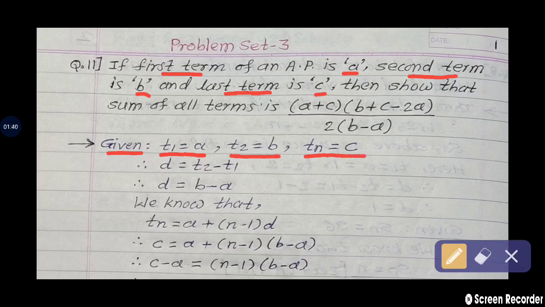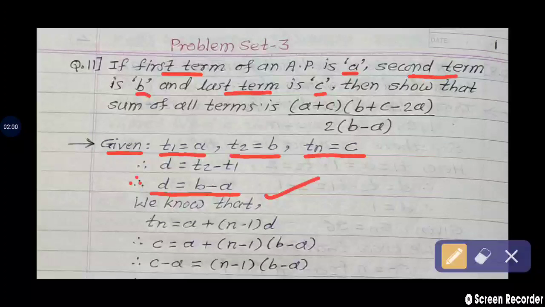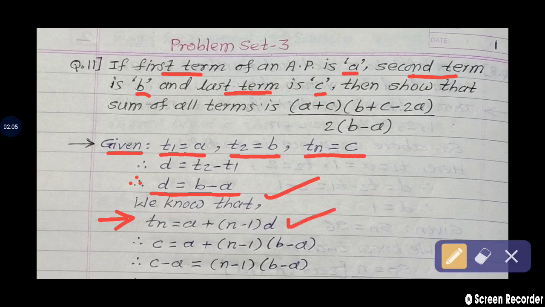Therefore, D is equal to T2 minus T1. We find out the difference. Therefore, D is equal to the second term B minus the first term A. So we are getting D is equal to B minus A. We know the formula of Tn: Tn is equal to A plus (n minus 1) into D. Substitute the value of Tn and the common difference, that is, the value of D.